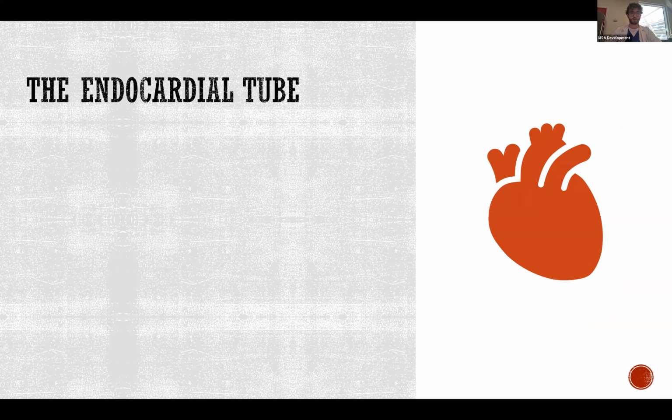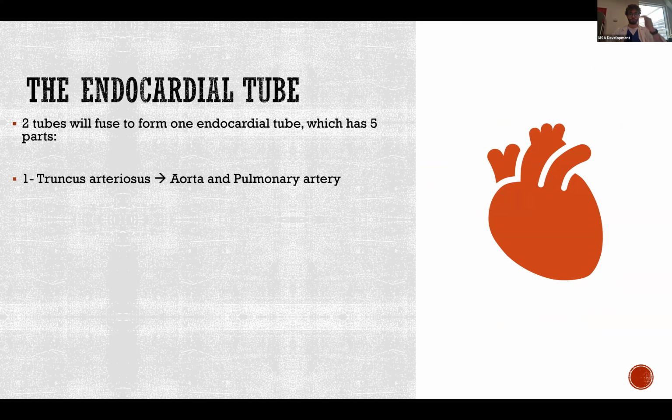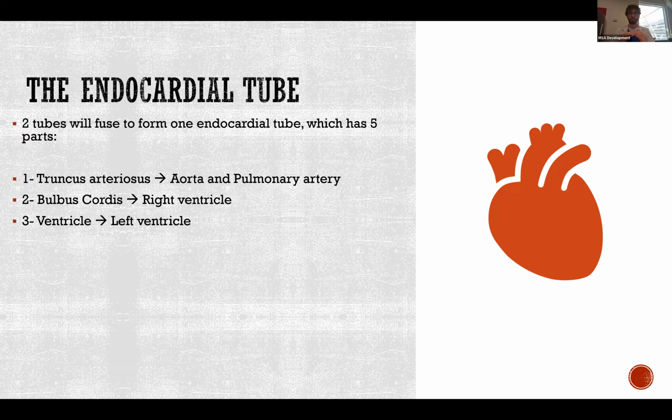That's it. So the endocardial tube, for those of you who like text, there will be two tubes. They will fuse to form one final tube, which will have five different parts. The truncus arteriosus, we're going from up to down now. The truncus arteriosus will give us the aorta and the pulmonary artery. Bulbus cordis, as we said, it swells, it gives us the right ventricle. The ventricle, it will give us the left ventricle, the bigger one. Atrium proper, or atrium, as you saw in the previous diagram, but sometimes they refer to it as the atrium proper.